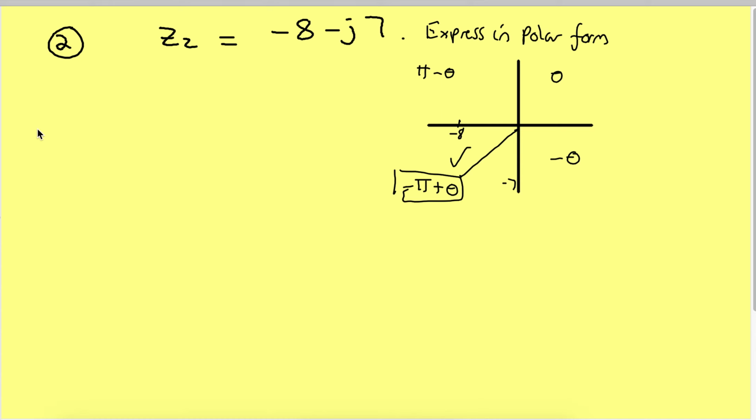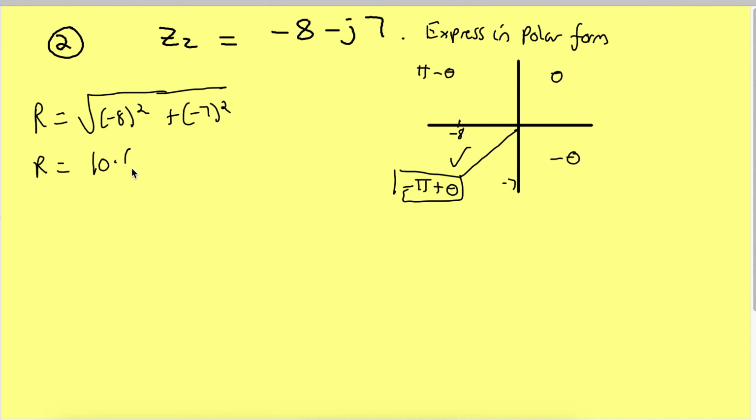Right, okay, so same thing again. r is equal to the square root of negative 8 squared plus negative 7 squared. But again, you can just put 8 squared plus 7 squared if you want, because you know if you square those numbers, you're going to get a positive anyway. So that gives you the square root of 113, which is 10.63. Again, I'm going to do this in radians.